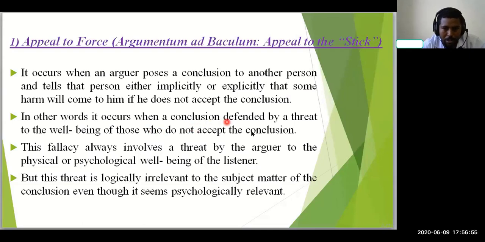Or in other words, it occurs when the conclusion is defended by a threat to the well-being of those who do not accept. The argument says, if you do not accept this, some negative consequence will happen to you, to your family, to your own kids. He may say something like this to create threat, coercion. So this fallacy involves a threat by the arguer, physical or psychological. The threat can be both physical and psychological, but this threat is logically irrelevant.